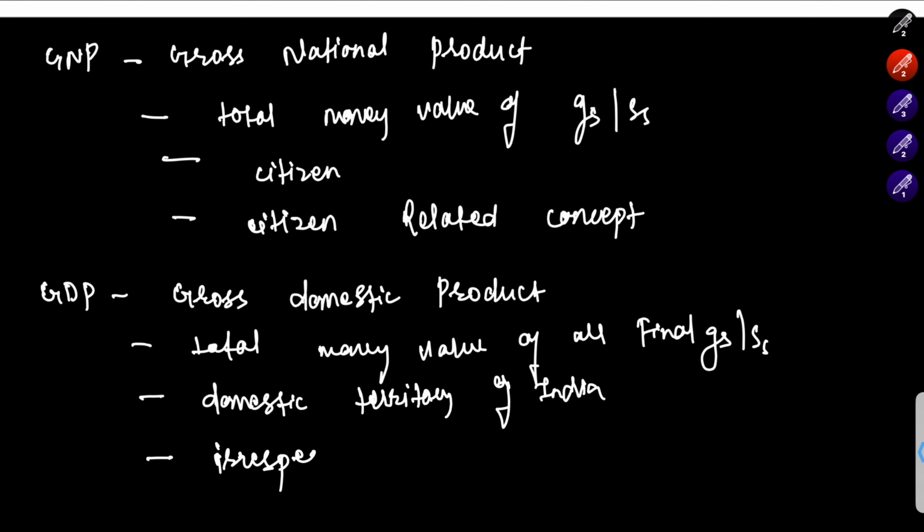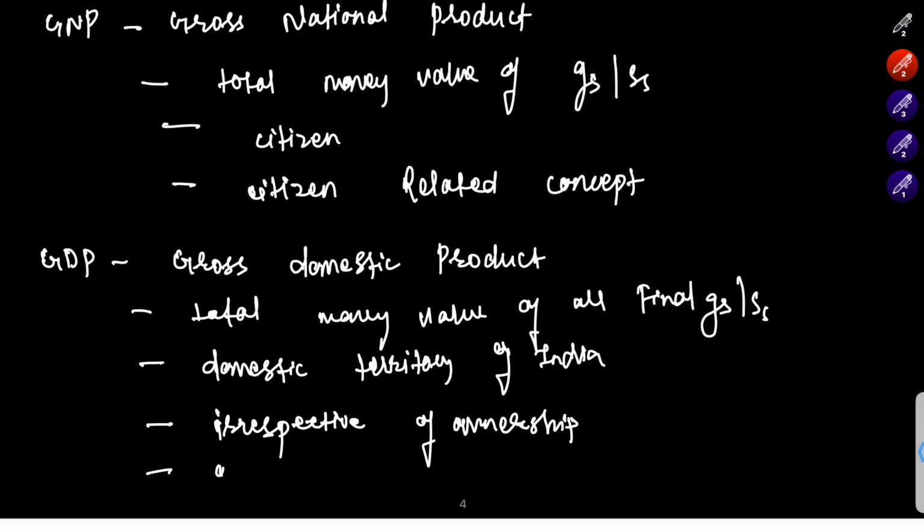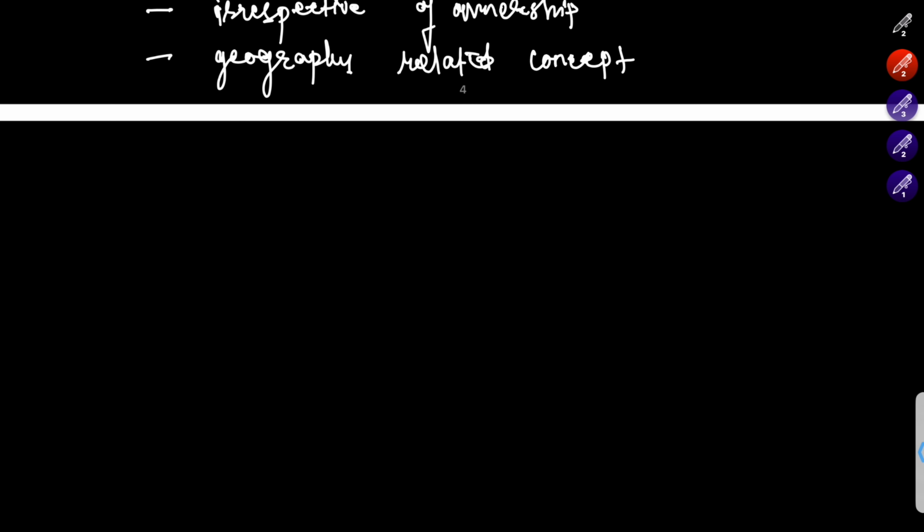आप अमेरिका के हो, यूएस के हो, फ्रांस के हो, यदि आप इंडिया का डोमेस्टिक टेरिटरी में प्रोडक्शन कर रहे हो, तो आपका जो इनकम है वो जीडीपी में जुटेगा, irrespective of ownership. So these are also called geography related concept.